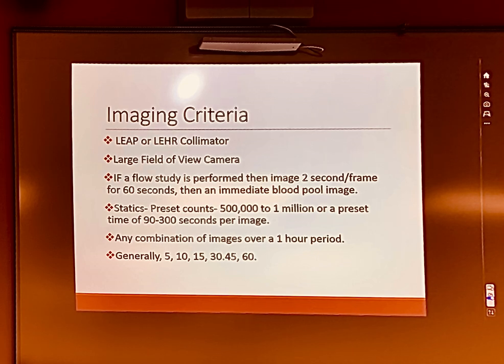Your collimator, everyone's favorite, is gonna be a LEAP or a LEHR, okay? So low energy all-purpose or low energy high resolution collimator on a large field of view. If you use a small field of view camera, you are gonna cut the patient's liver off unless it's a baby. Okay, the liver is a pretty big organ. Okay.